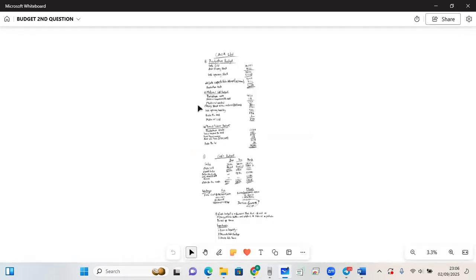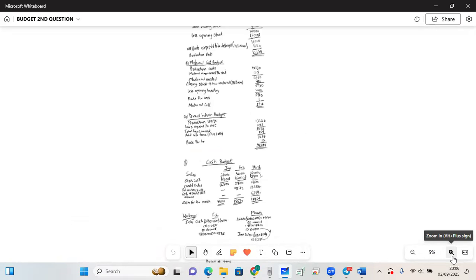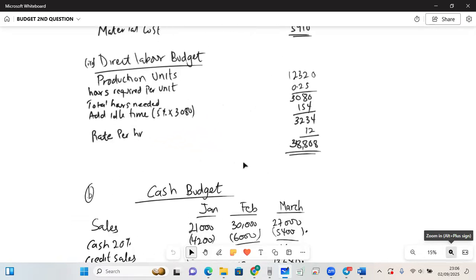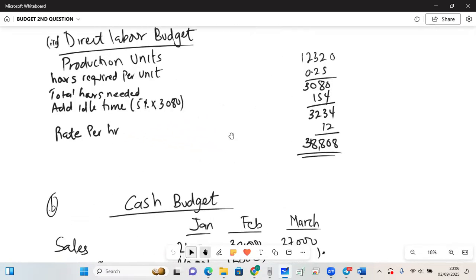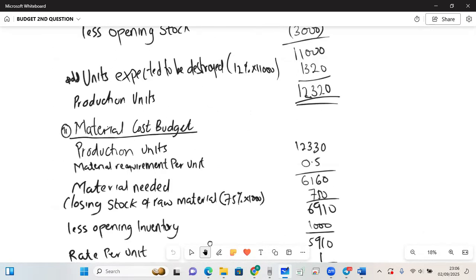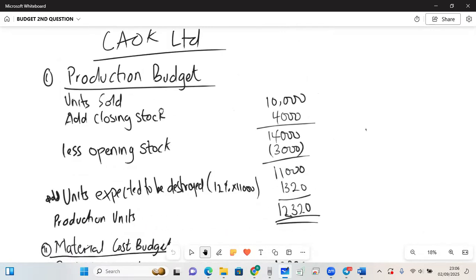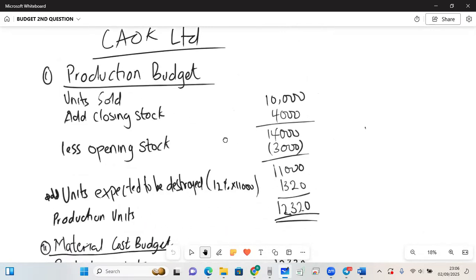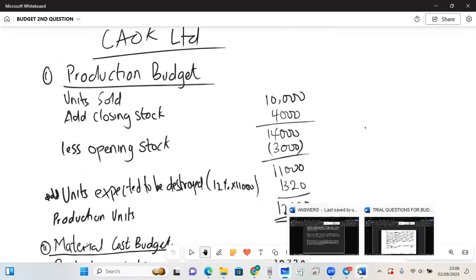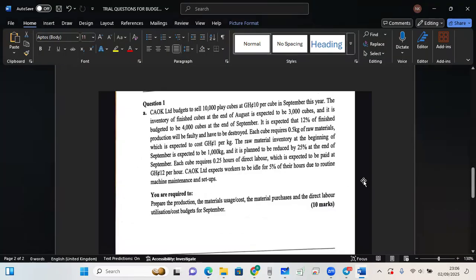And I don't know, okay, let me stop. So I started with the production budget. So starting with the production budget, let me share this one side by side.